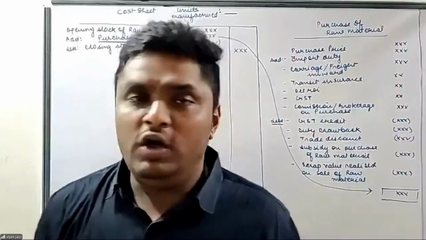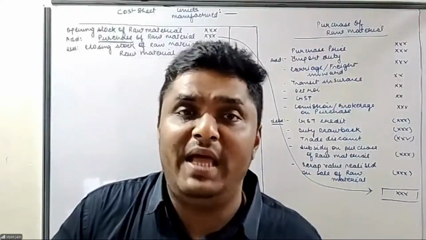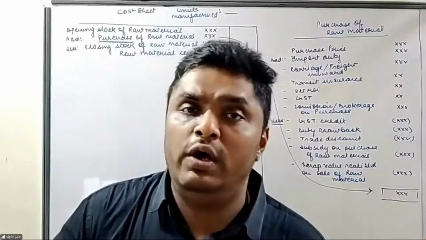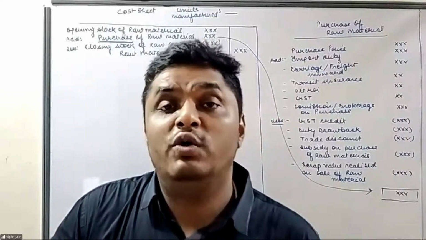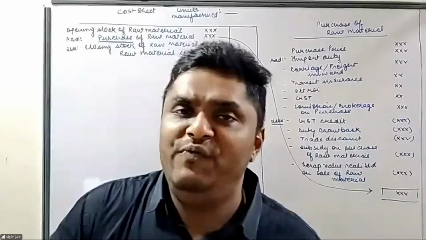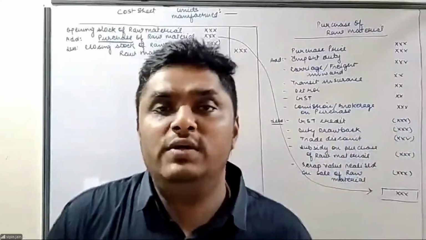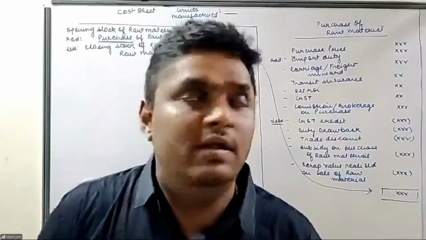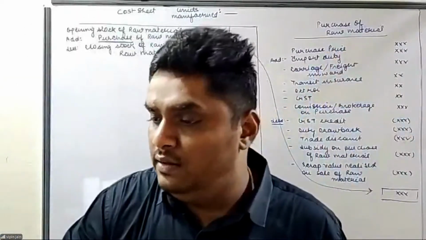Octroi. See, octroi these days is being removed after the introduction of GST, but sometimes the examiner by mistake gives octroi in a question. In fact, you will find few practical questions in which octroi is mentioned. So octroi is a type of tax levied by the state government. Right now it is abolished after the introduction of GST, but still there are few questions in which octroi is given. So octroi needs to be added in the purchase price of the raw material.